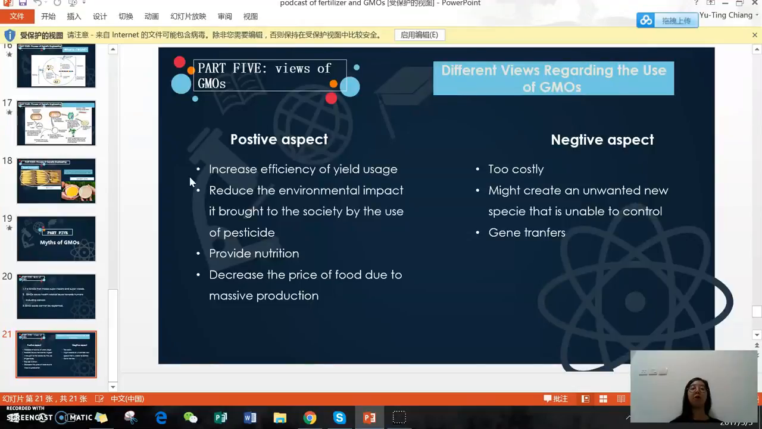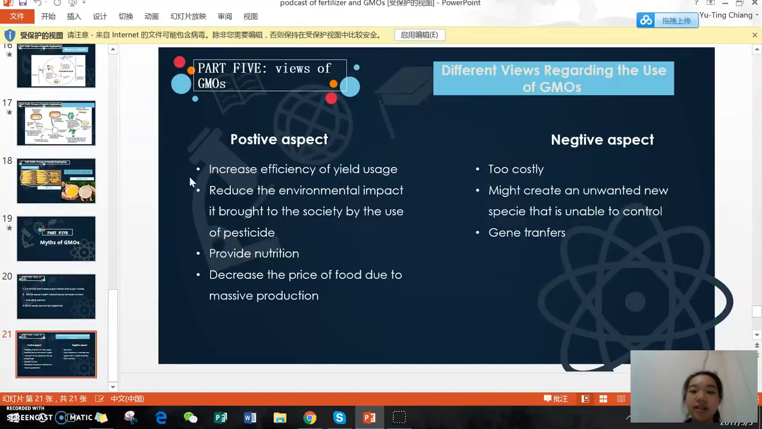So there are two aspects of views of GMOs. One is positive and one is negative. For the positive aspect, GMO can increase efficiency on yield, and reduce the environmental impact brought to society by the use of pesticides, and it provides nutrients. It also decreases the price of food due to massive production.